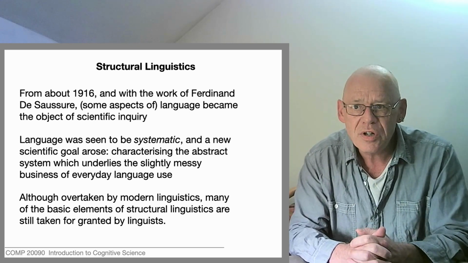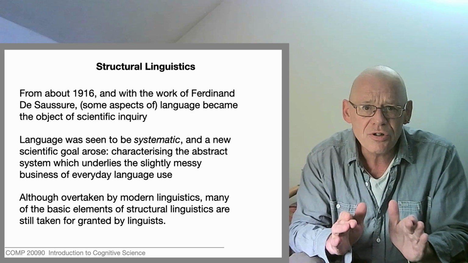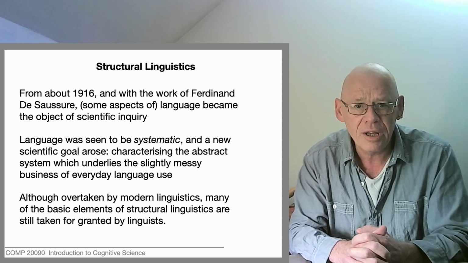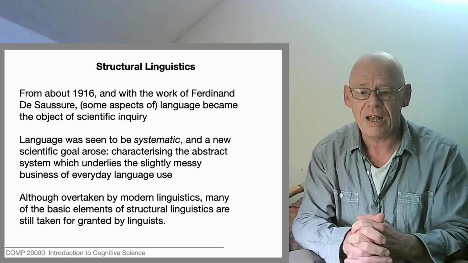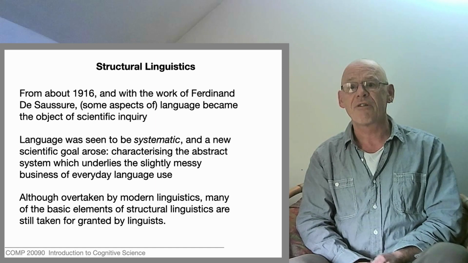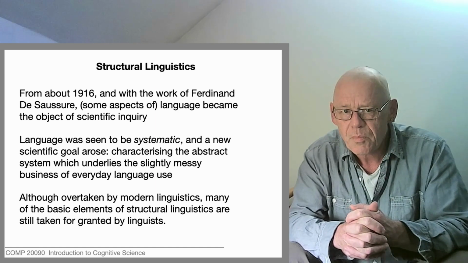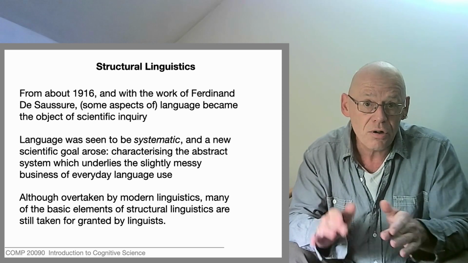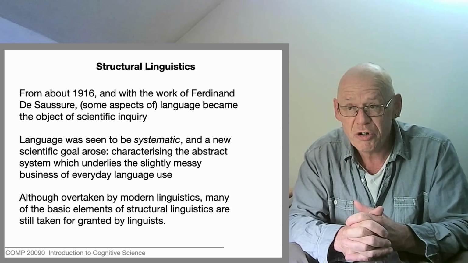And what he did was he managed to construct a systematic view of how things like sounds are organized within a language. And this is very much characteristic of the kind of science that was done around 1900. There was an awful lot of observations made. Science always starts with observation, or it should.